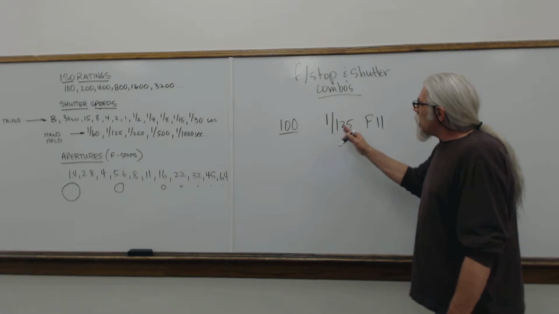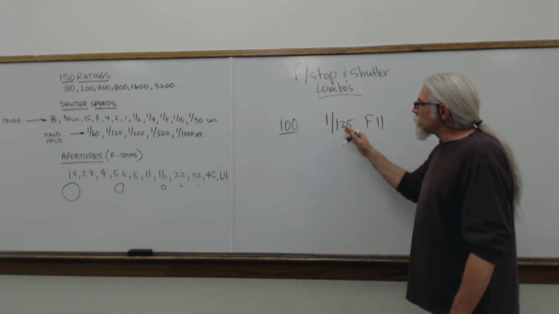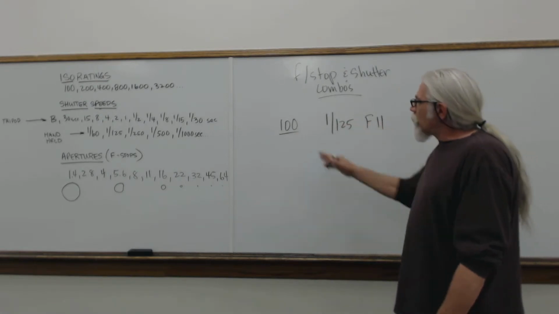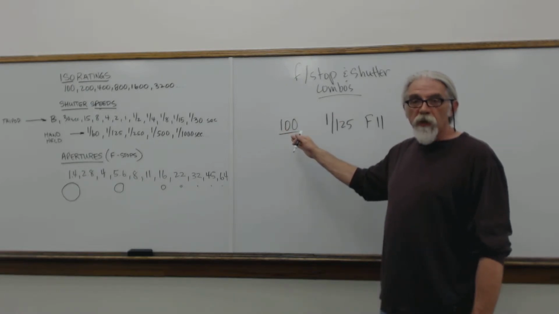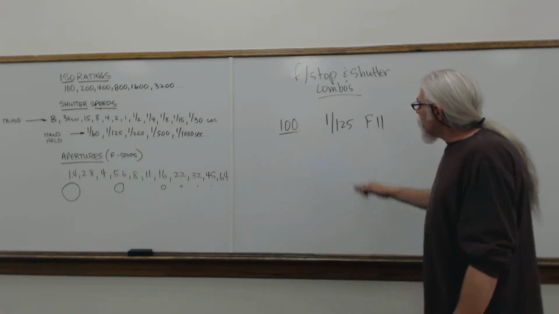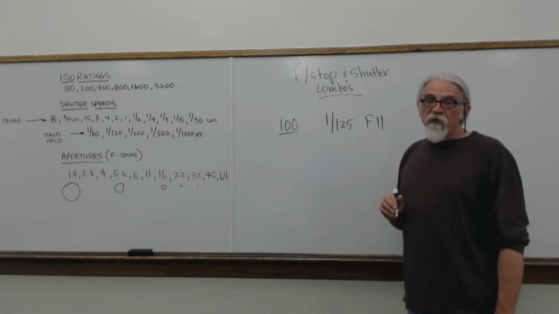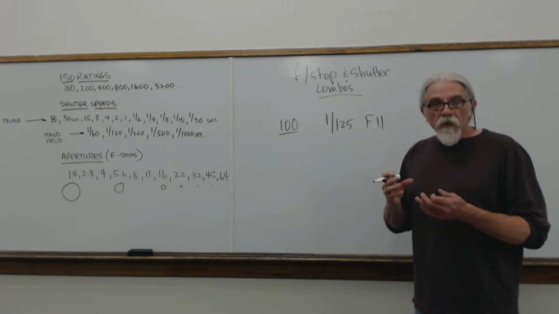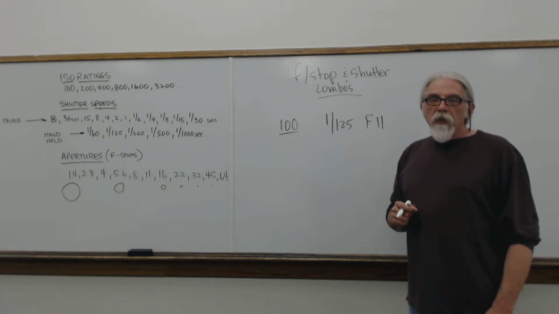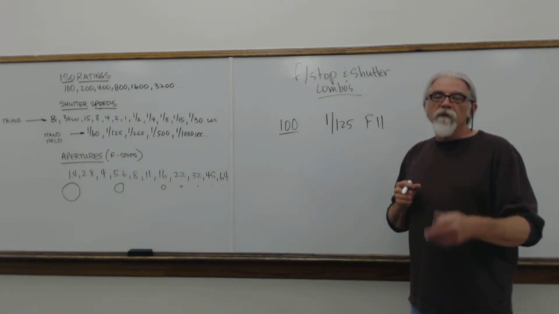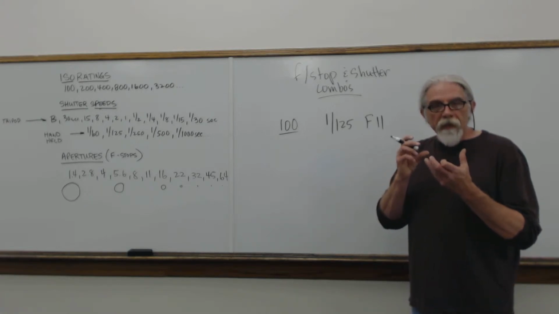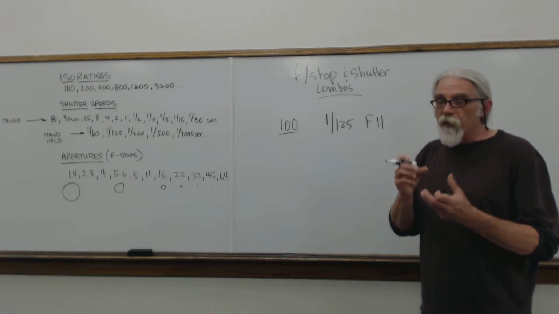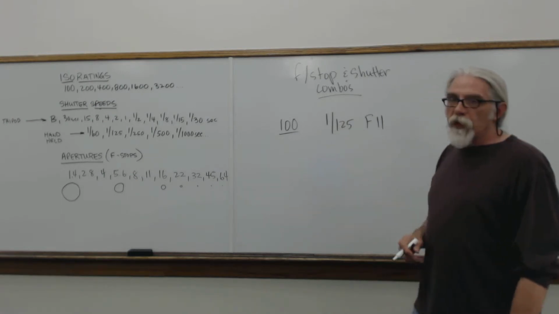Now, of course, each of these numbers produces something for us. 100 ISO gives us a high quality image, with very little noise, but we have very little exposure latitude. 1/125th of a second means that we can handhold our camera. Unless we have a very supersized telephoto lens on it, we can probably handhold it, click the shutter, and not cause a lot of movement and get a fairly clear picture.